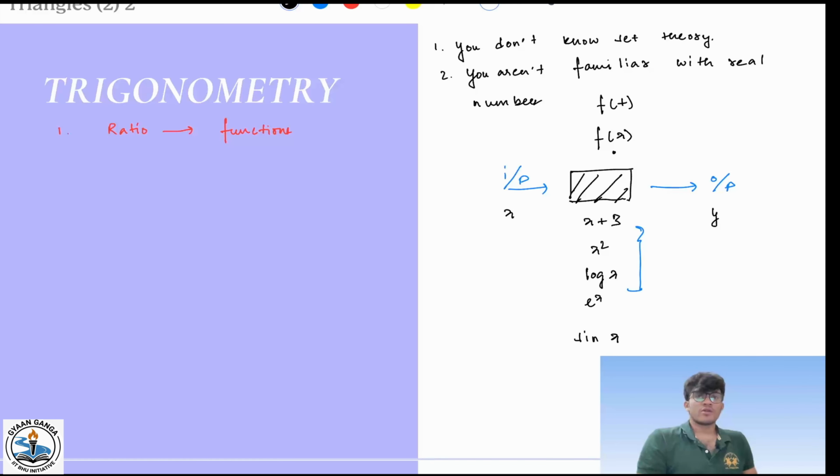So in the last video, or maybe in the last to last video, I had introduced trigonometric terms as ratios very specific to triangles. But in this video, we try to expand it to a general term, that is for any input. And what kind of input is it? An input that belongs to the set of real numbers.